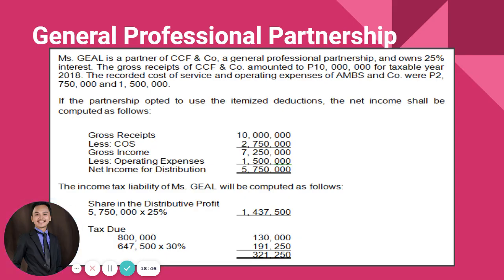So again, same procedure. We will just simply compute for the distributable share of the partnership and then distribute this share to the partners based on their stipulated agreement in their articles of partnership. But in this case, we will use the itemized expenses. So assuming that there are operating expenses of 1.5 million, therefore, instead of using 40% of the gross income, we will use operating expenses here of 1.5 million. So that gives us a net income for distribution of 5,750,000.